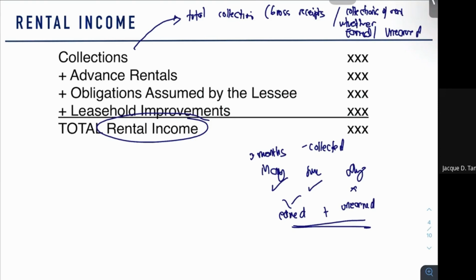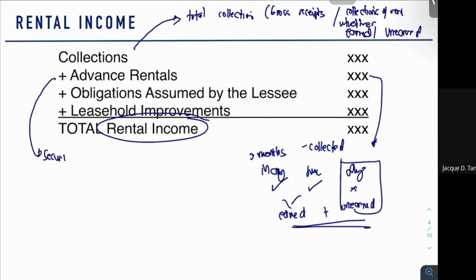Furthermore, your advanced rentals will be included. That is your unearned rent. That's why it's still included. If it is already included in collections, do not add advanced rentals again. What I want you to learn in your advanced rental is your security deposit.